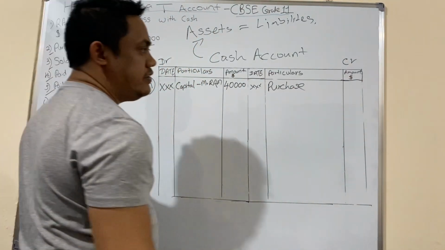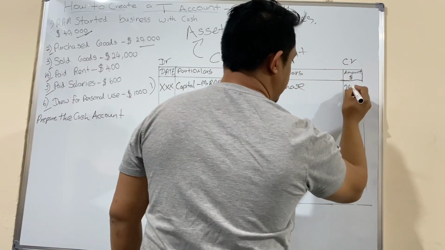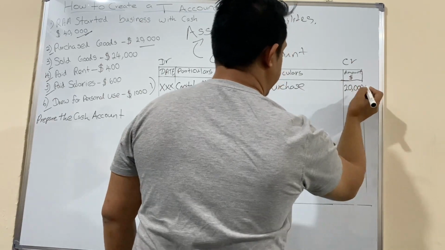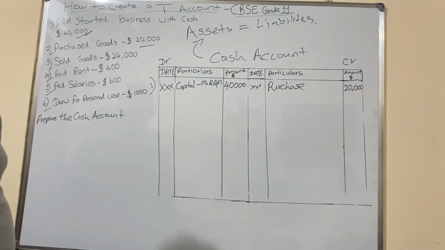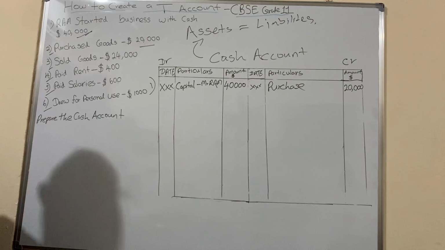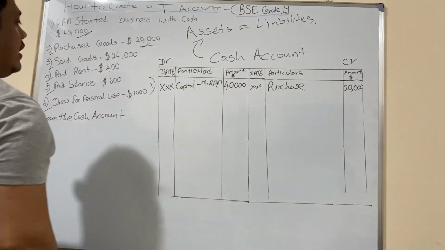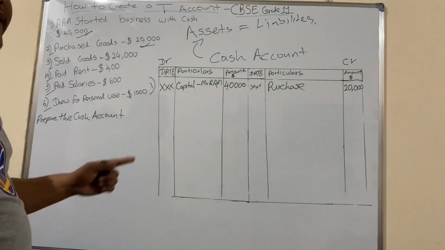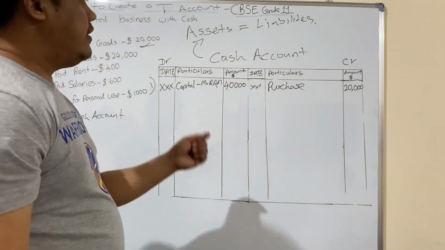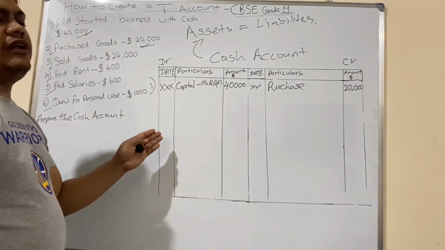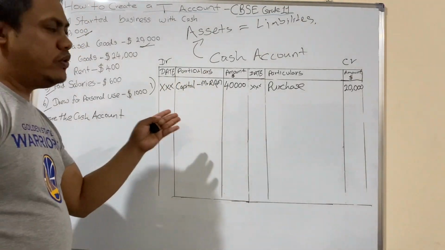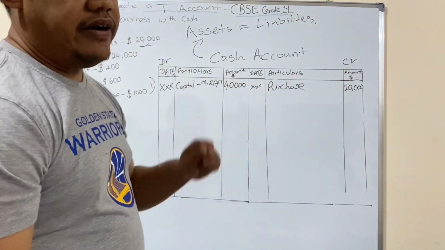Purchase how much? 20,000. Okay, so the second transaction we have also done. Here I will tell you another one. When the cash account is debit, at the same time you want to learn which account will be credit.